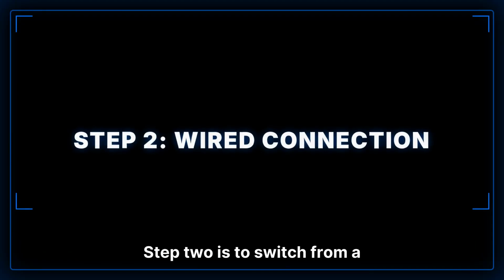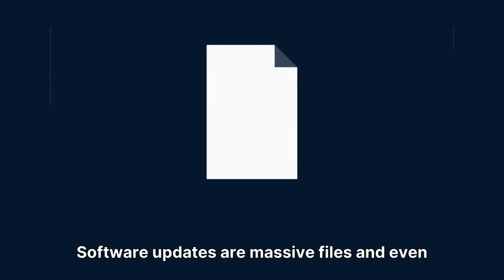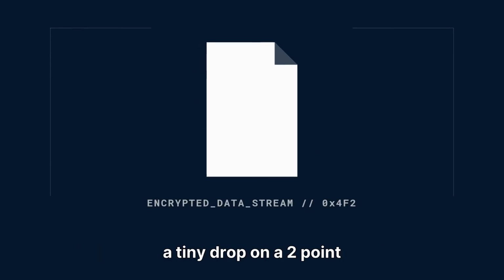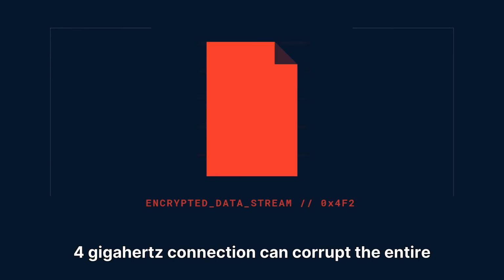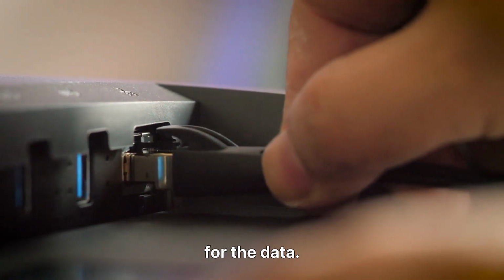Step 2 is to switch from a wireless connection to a wired Ethernet cable. Software updates are massive files, and even a tiny drop on a 2.4 GHz connection can corrupt the entire download. Using a cable ensures a stable path for the data.